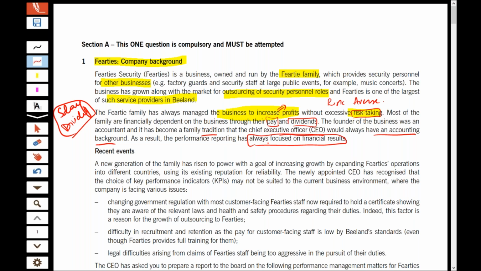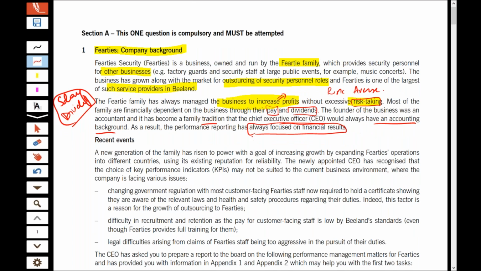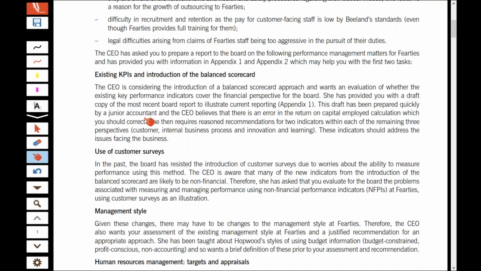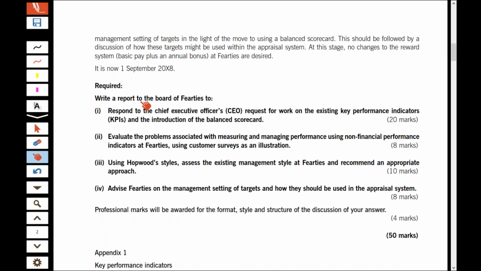Now, what next is there? It says recent events. We'll talk about the recent events, but let's actually have a discussion. It says write a report to the board of Fairtees. You have to actually write a report. And when you actually have to write a report, that means there are going to be a certain number of marks for the report writing and so on and so forth.